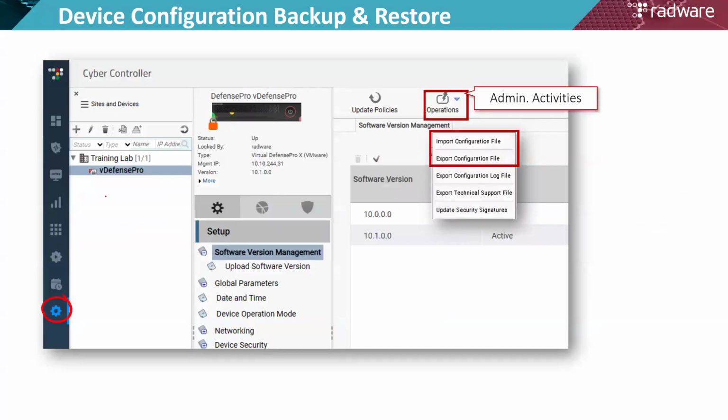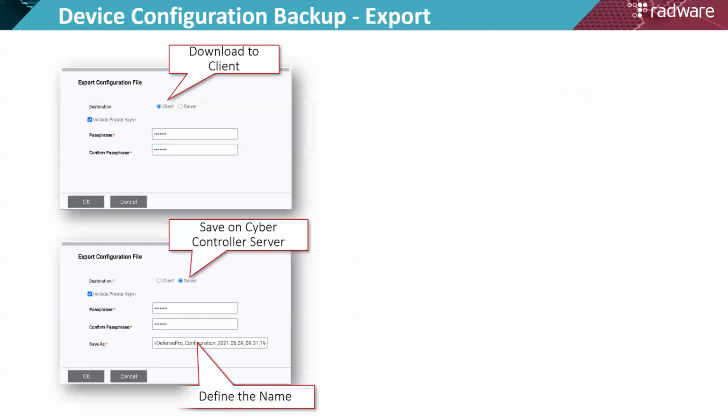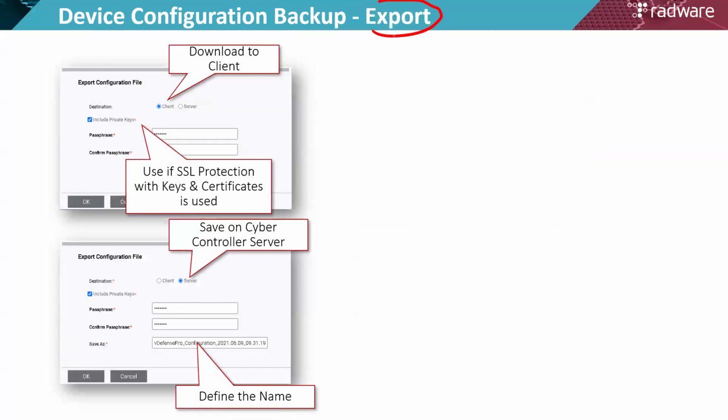So go to configuration, Defense Pro. Okay. Go to the operations menu. This is where you will export the configuration file. So you can save the configuration file using this method. And to import it, you will use import configuration file. Okay. Now first, let's see how to export it.